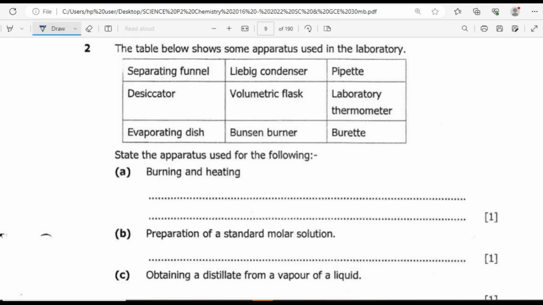Okay, so now we move on to question 2, where we are looking at some apparatus used in the laboratory. These are also questions that cover grade 10 work. The table below shows some apparatus used in the laboratory: separating funnel, Liebig condenser, pipette, desiccator, volumetric flask, laboratory thermometer, evaporating dish, Bunsen burner, and burette. State the apparatus used for the following. The first one, burning and heating. This is just the source of heat. In our case, we have the Bunsen burner.